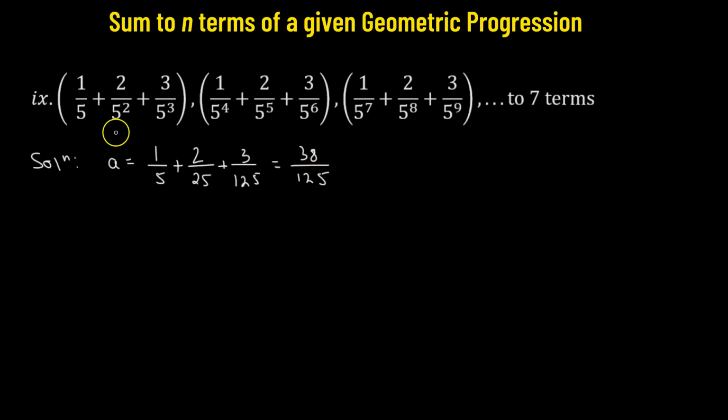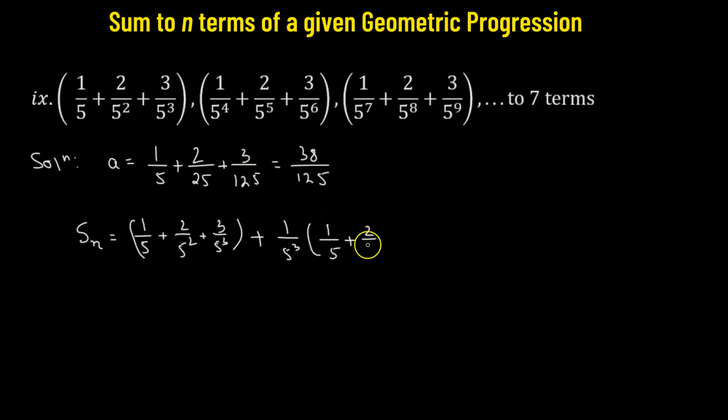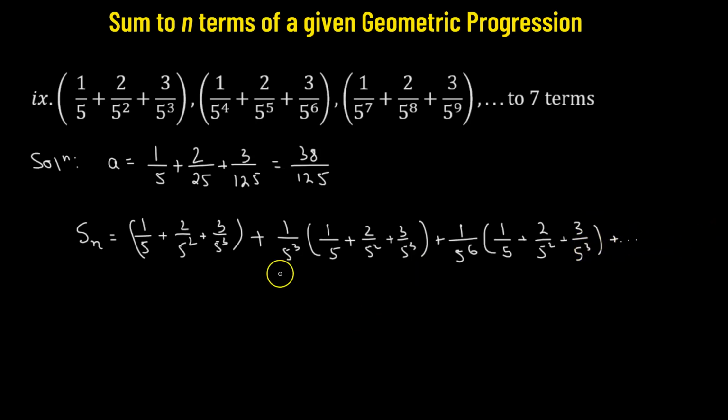Now, to find the common ratio, we'll rewrite the given sum. Let's take the sum Sn as 1 over 5, this is our first term, plus 2 over 5 squared plus 3 over 5 cubed. In the second term, if we take 1 over 5 cubed as the common factor, then within the parentheses we have 1 over 5 plus 2 over 5 squared plus 3 over 5 cubed. For the third term, we take 1 over 5 raised to the power of 6 as the common factor, multiplied by 1 over 5 plus 2 over 5 squared plus 3 over 5 cubed. This goes all the way up to the nth term. So clearly, the common ratio r is equal to 1 over 5 cubed.